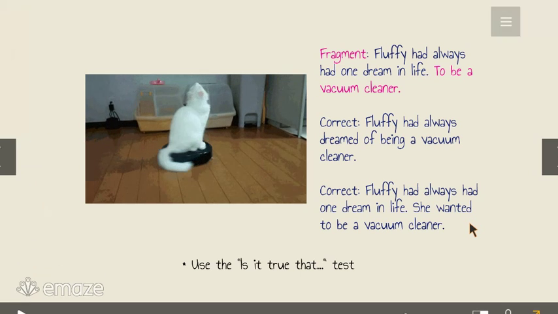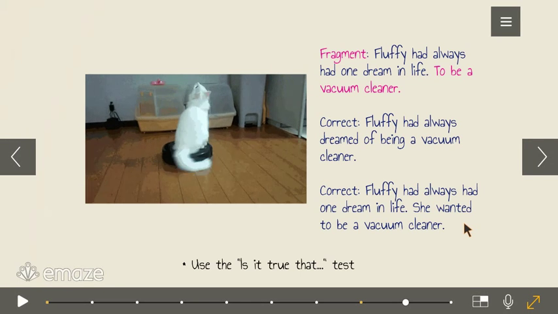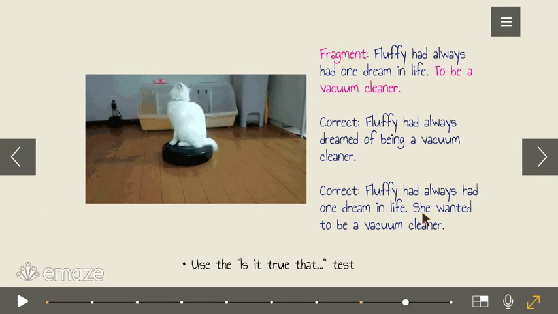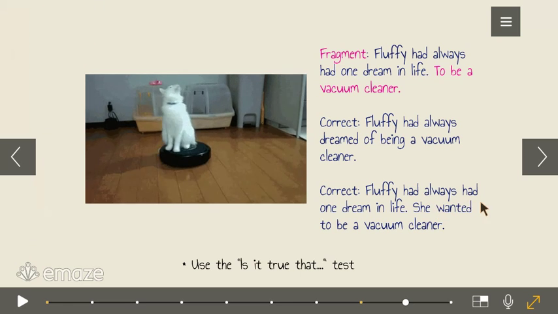Fluffy had always had one dream in life. She wanted to be a vacuum cleaner. In this case, I added a subject, she, and I added a verb, wanted, here to make this predicate here. She wanted to be a vacuum cleaner.